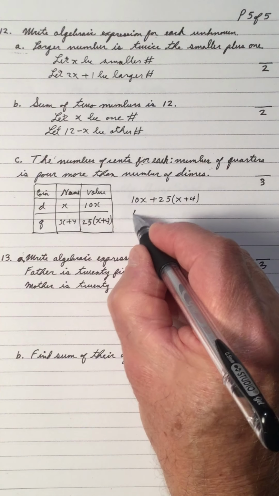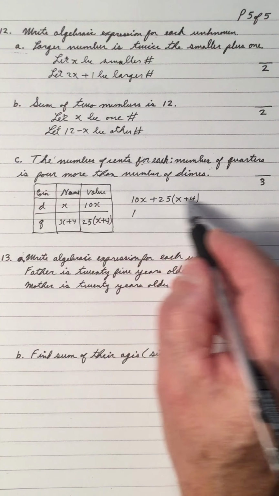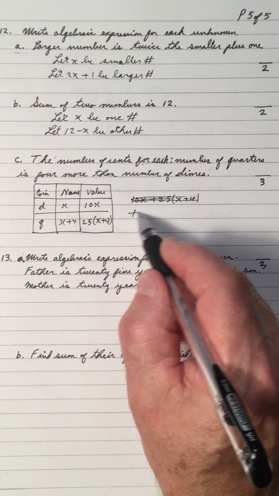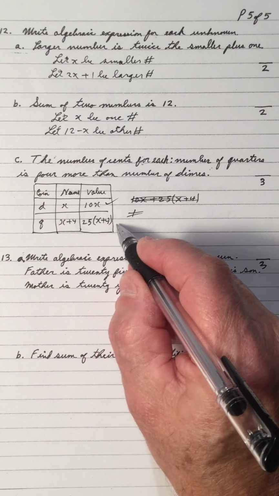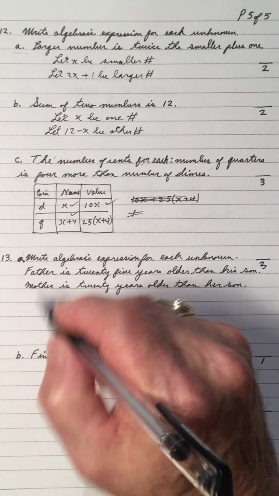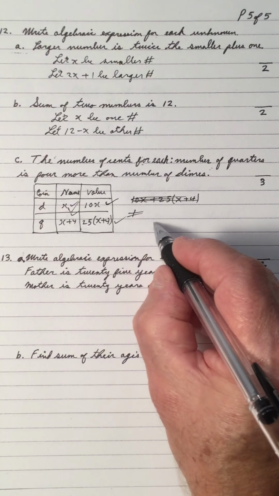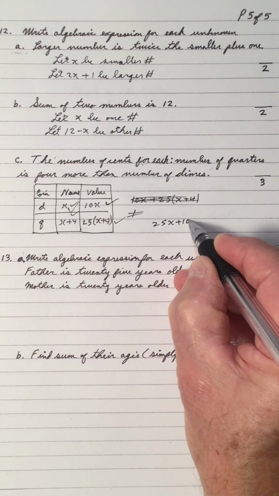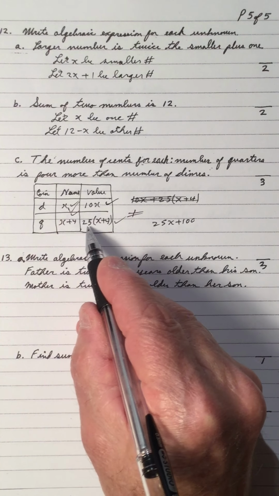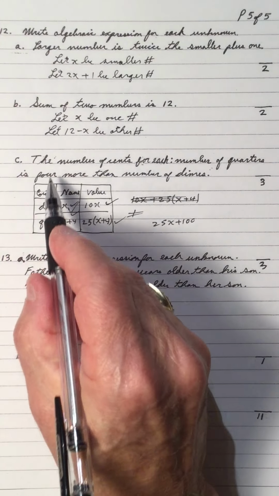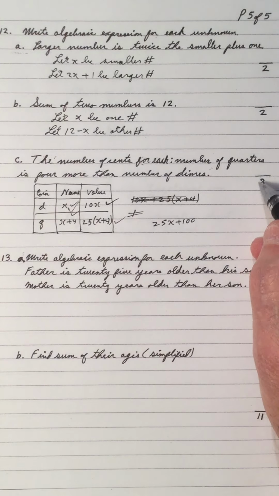It says the number of cents for each, so we didn't need to add the total number of cents for both. If you have X and X plus 4, you get a mark. If you have 10X, and if you have 25 times X plus 4, or 25X plus 100, a mark for each. Because we want the number of cents for each, we didn't want the total, so I didn't have to add. 3 marks.